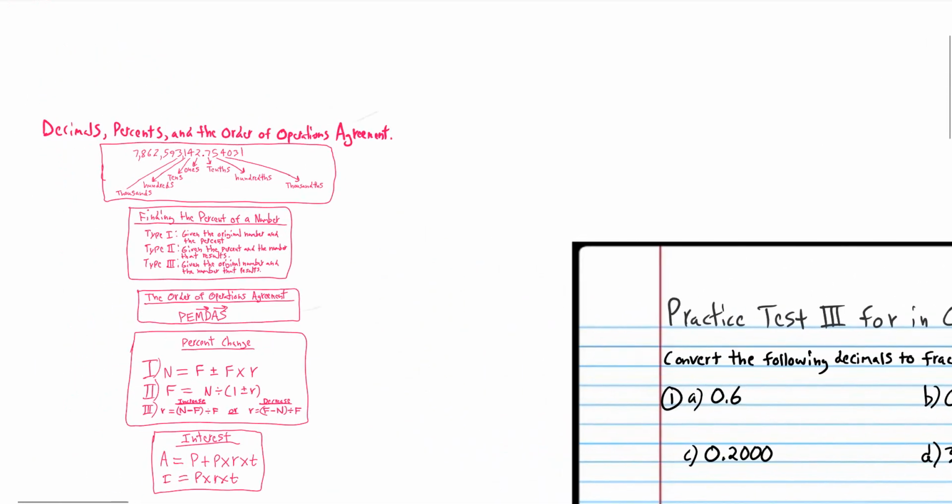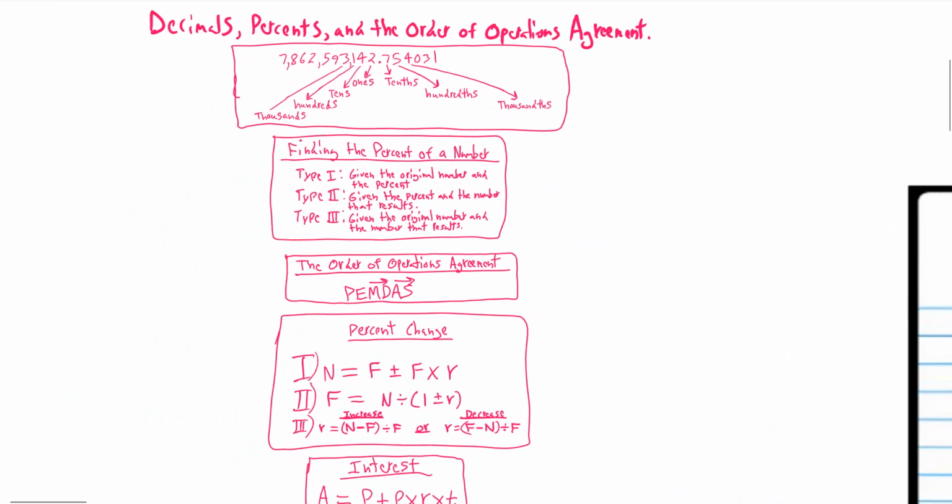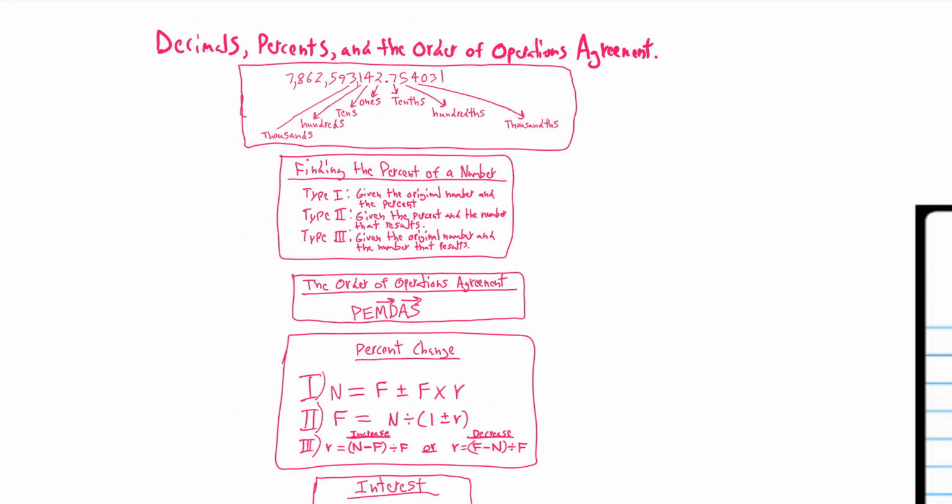And classes 18 through 24 covered decimals, percents, and the order of operations agreement. We did an introduction to decimals. We learned operations with decimals: addition, subtraction, multiplication, and division. We introduced percents, and we did a class on applications of percents: how to find the percent of a number. And we also learned order of operations when you have multiple operations, addition, subtraction, division, multiplication.